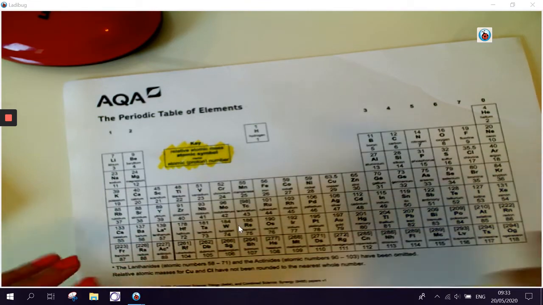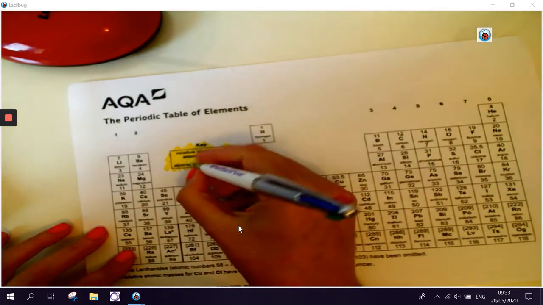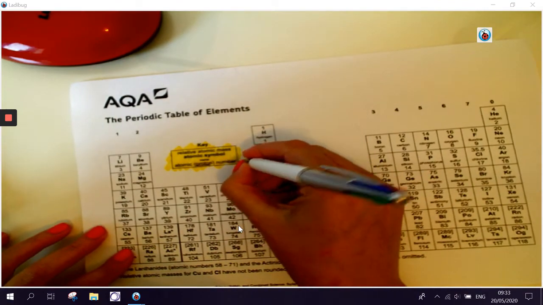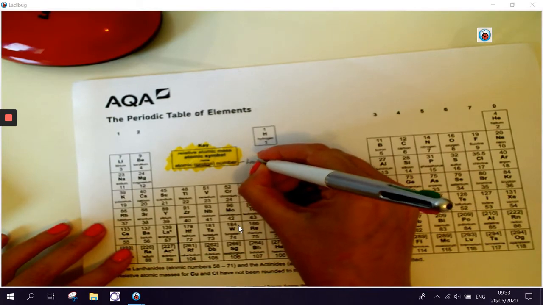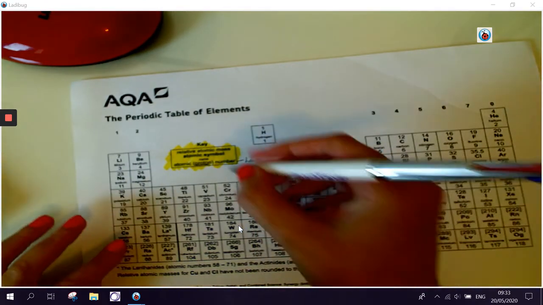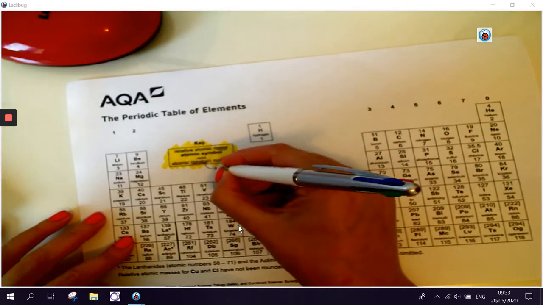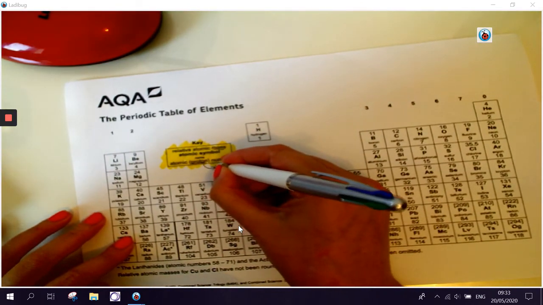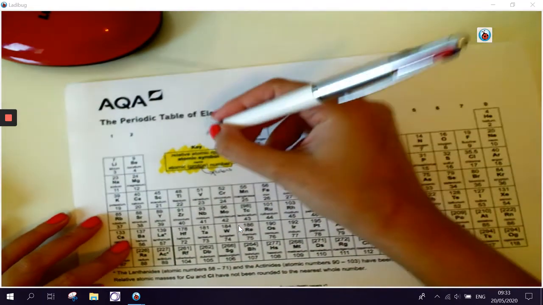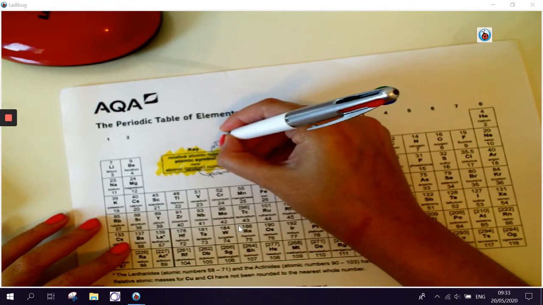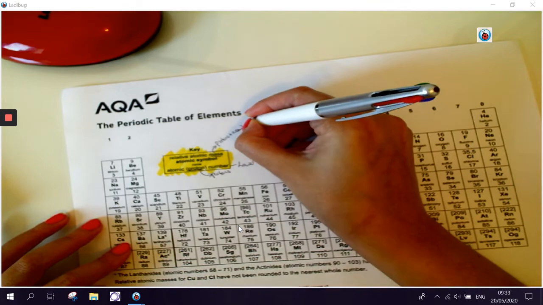Now in that you can see that we've got the atomic proton number, which is the bottom number on each element, and it is the lower number. Then we've got the atomic mass. Now the proton number is the number of protons, and the relative atomic mass is the mass of the nucleus, so it is the number of protons added to the number of neutrons.